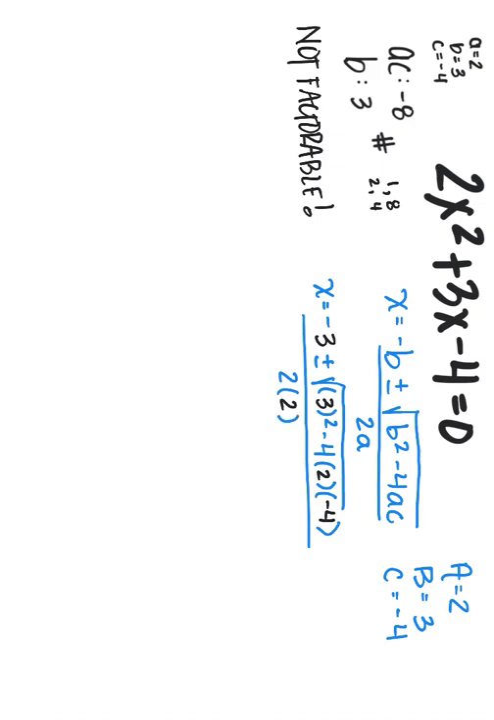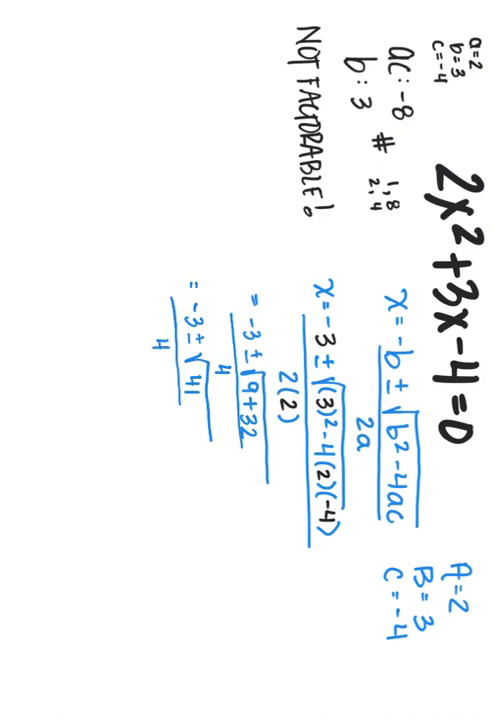All right, from here we can start to simplify it. So we have negative 3, we can just leave as negative 3, plus or minus, and inside that square root, 3 squared is going to be 9. And negative 4 times 2 is negative 8, and negative 8 times negative 4 is going to be positive 32, all over 2 times 2, which is 4. All right, simplifying again, we have negative 3 plus or minus, and then 9 and 32 is the square root of 41, all over 4.